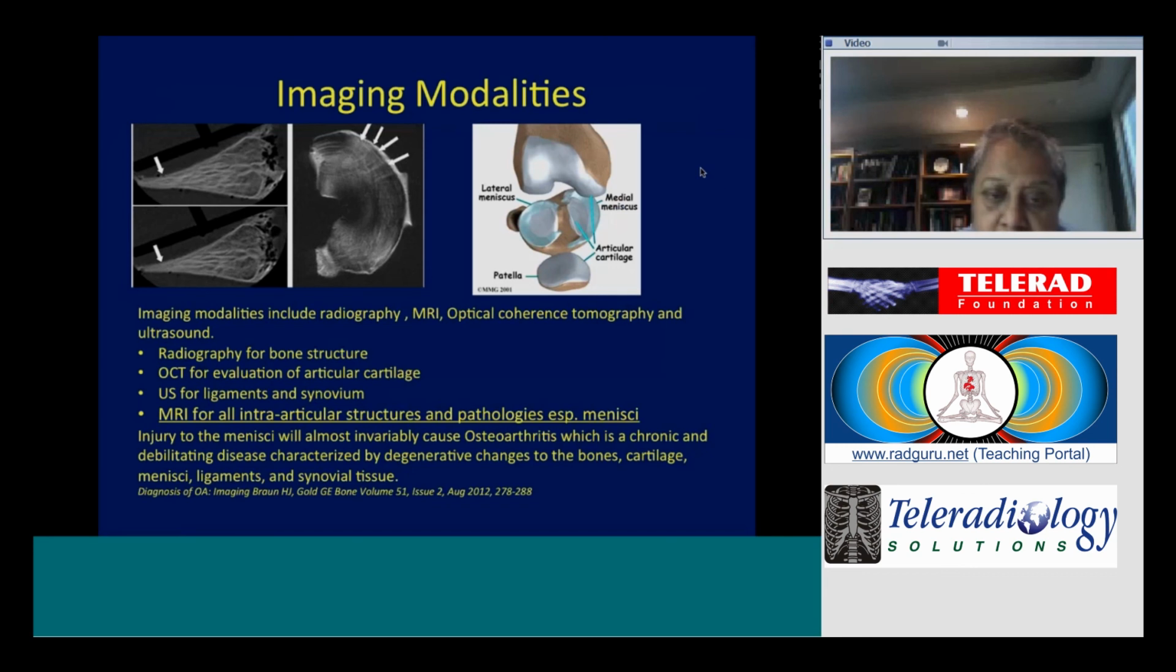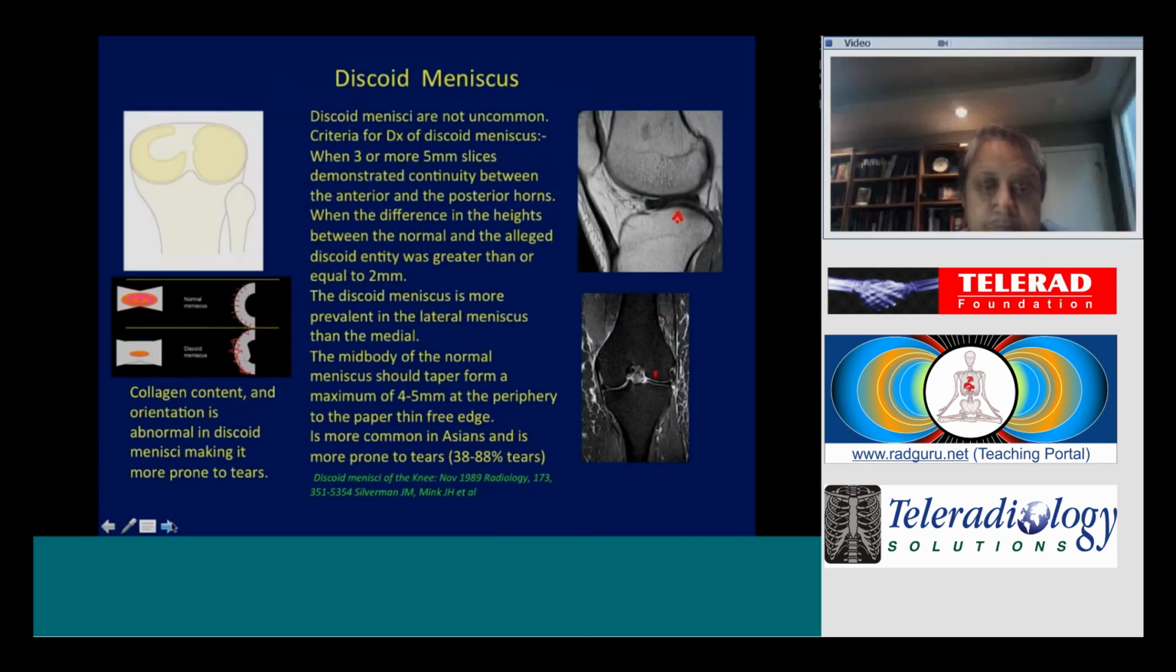And this is important to use MRI for menisci because loss of menisci or loss of integrity of the menisci as well as tears can lead to a debilitating chronic osteoarthritis, leading to bone changes and cartilage changes, meniscal changes, ligaments, and synovial tissue. I'm sorry about that. I'm showing you the same slide as before.